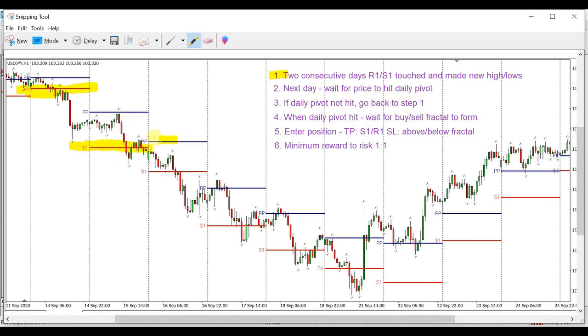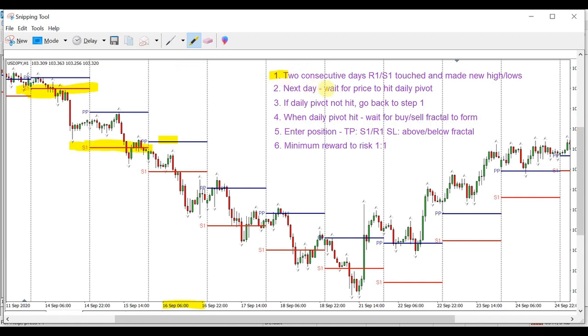So we can see here on this third day, price then continued to go lower and it hit S1 straight away, and it never pulled back to its pivot level. So at the end of this day, over on the 16th, we are back to level 0.1.